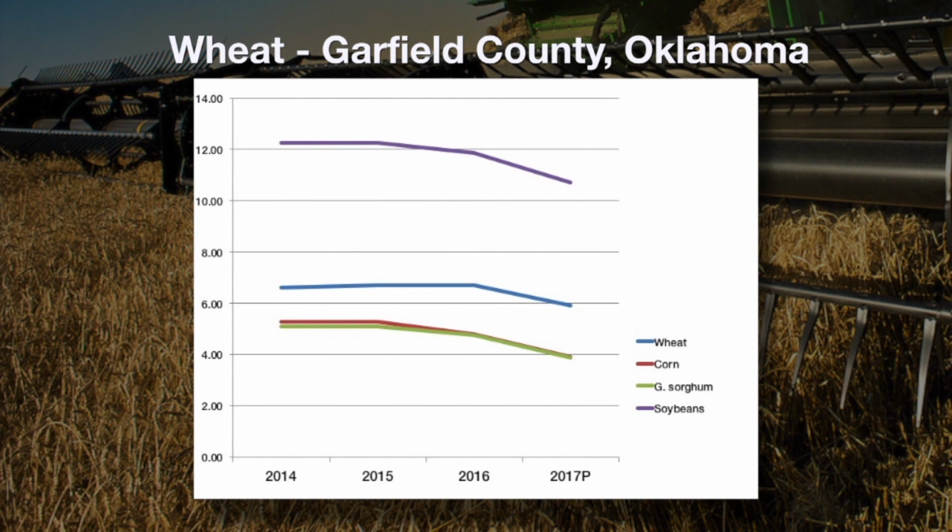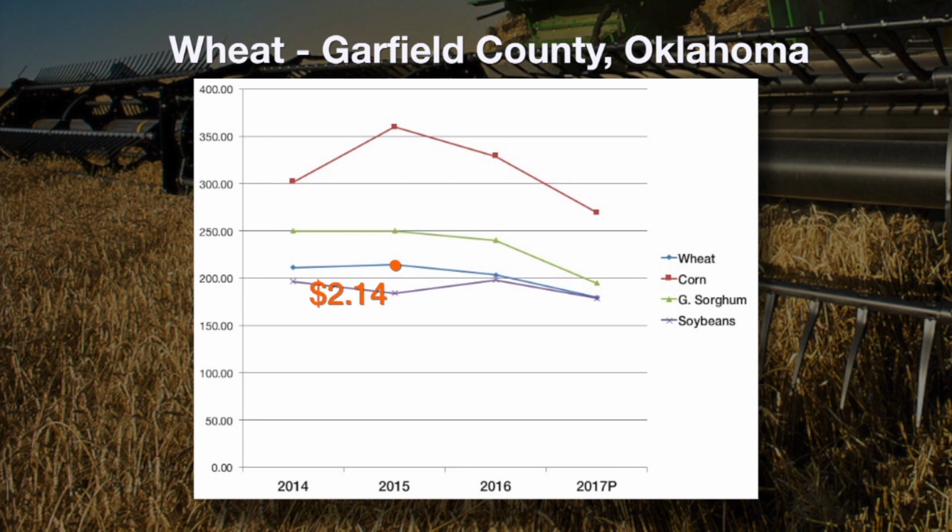The benchmark price in 14 was $660, in 15 and 16 it was $670. We're looking at $592 for a benchmark price in 2017 based on the forecast price for 16. And so where Garfield County had a maximum benchmark of $214 in 2015, we're looking at about $180. And so the safety net is shrinking as we go forward.